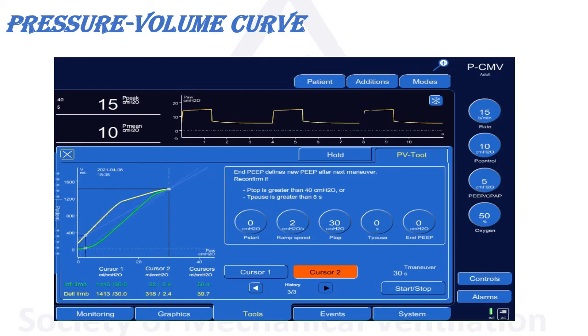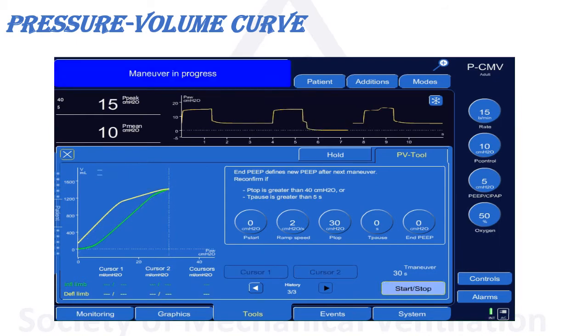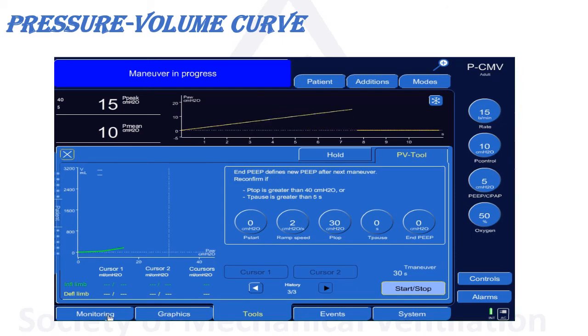Now let's see a patient with a poor compliance, how the curve will differ. So we'll start the maneuver again with the same settings for now. And again, we're going very slow. We started from pressure of 0, and I didn't put any pause at the end of inspiration.